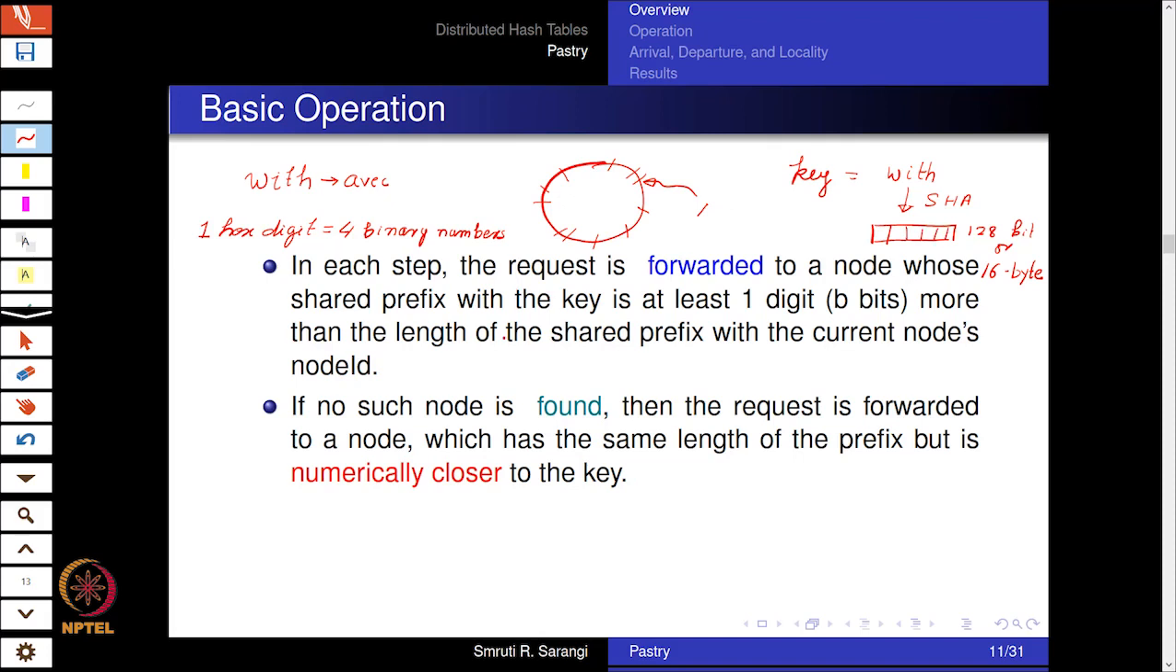So let me now shift to another software where I can show this process in great detail. Alright, so what did I say? I said one hex digit is 4 binary numbers, and that needs to be understood. So given the fact that I have a 128-bit hash, I can divide it into 4-bit numbers. How many such 4-bit numbers will I have? I will have 32 such 4-bit numbers. Each one of them is a hex digit.